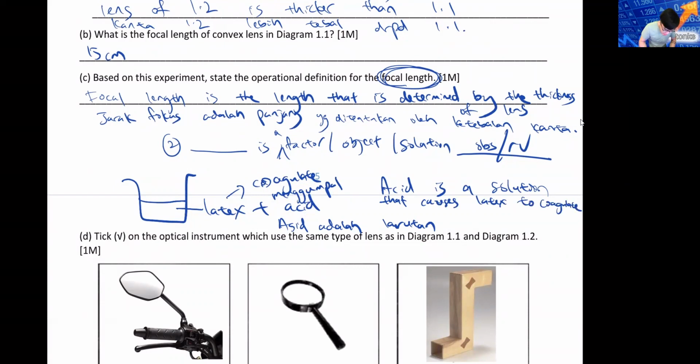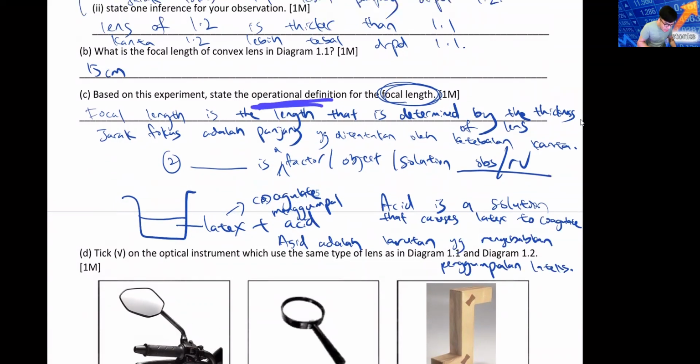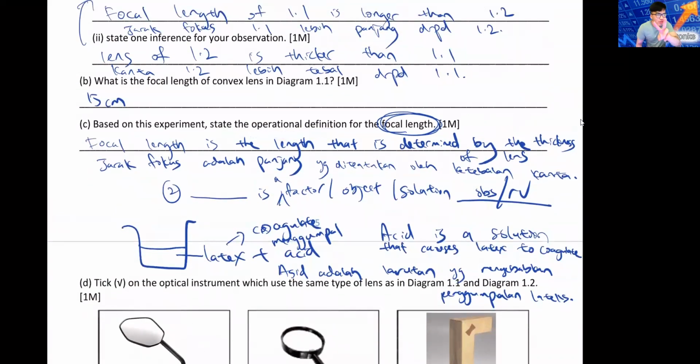Okay, asid adalah larutan yang menyebabkan penggumpalan latex. Based on what you see, you write your definition. This is a very typical question. So don't be scared of questions like these anymore. Many students are scared by two things. Number one is inference. Like I said, inference is why. Explain what you see. Operational definition is you write the definition based on what you see.